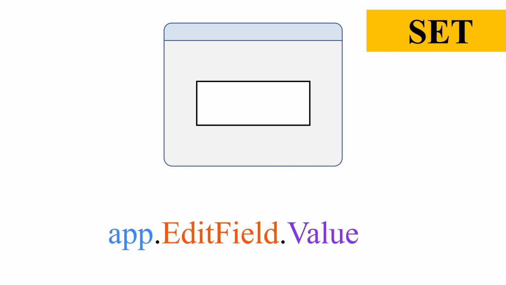Now how do we set the value of the edit field? Let's say we want to set the value 5 for this edit field. In that case, we have to write app.editField.value is equal to 5, and the edit field will have the value 5. Again, edit field is the name of the component. If you have changed the component name, you have to use that specific name.